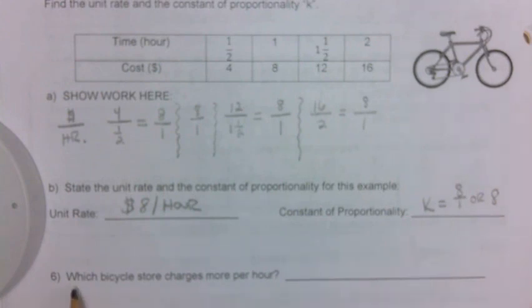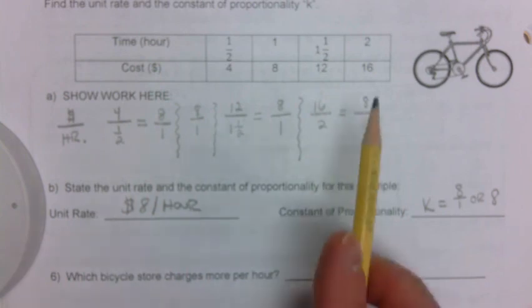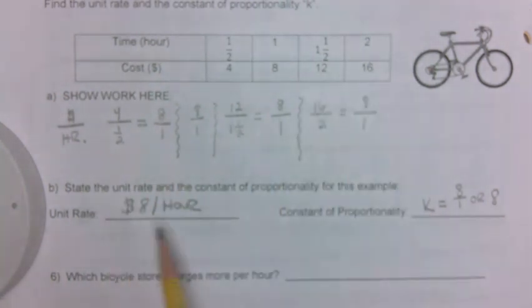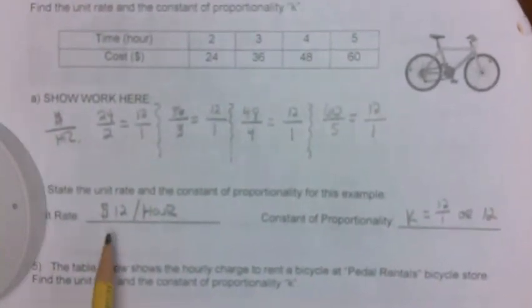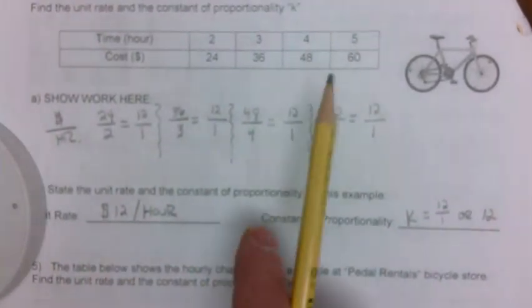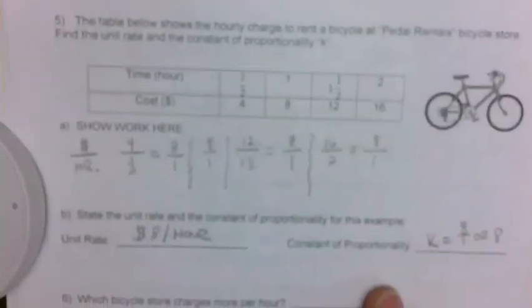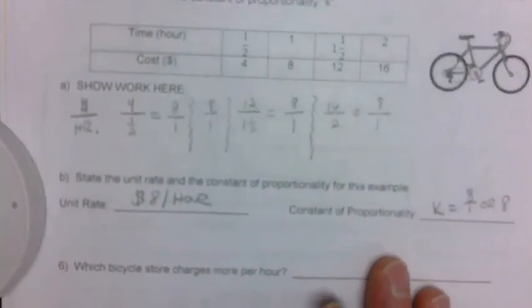Question 6 wants to know which bicycle store charges more per hour. So here at Pedal Rentals, we can see that it's $8 per hour. If we look back up above at this example, for Supercycles, it was $12 per hour. Again, that was at Supercycles. So it looks like Supercycles is more expensive.